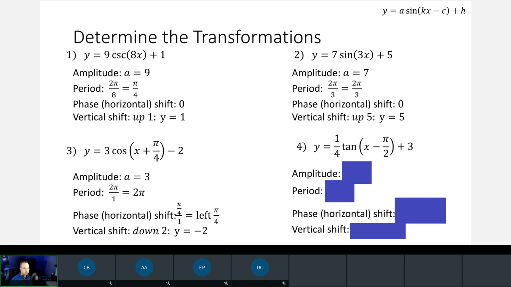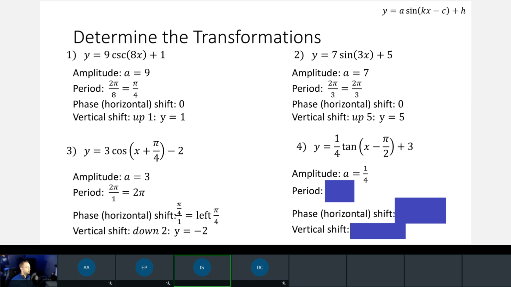All right, number 4, volunteer. All right, Julia, go for it. Okay, so the amplitude is 1 over 4. The period is 2 pi because there's no coefficient. Wait, Julia, let's back up a second. What's your period? Period is 2 pi. Did you graph it? No. All right. So, okay, so we'll skip period.